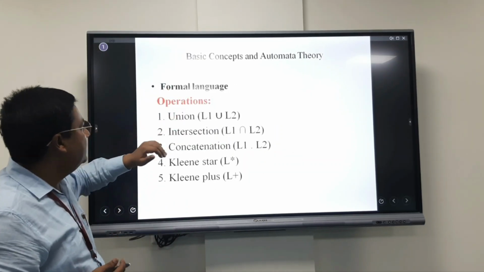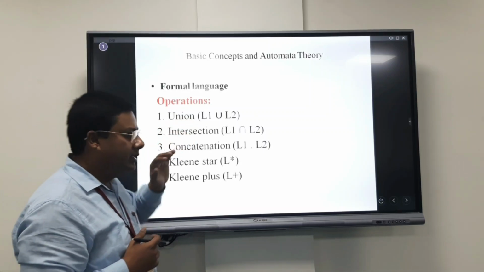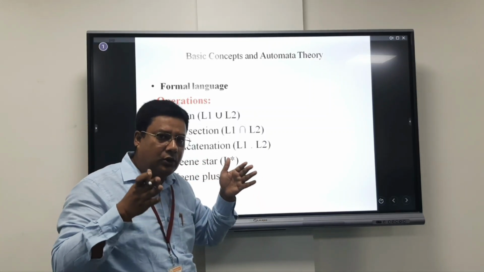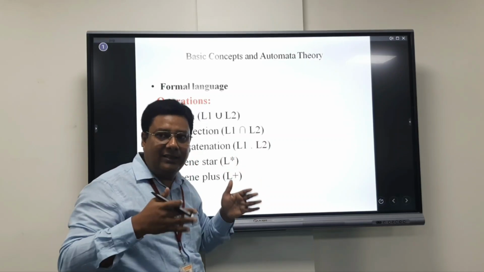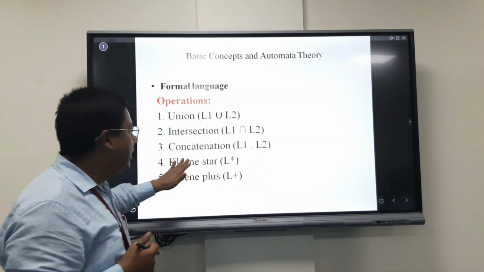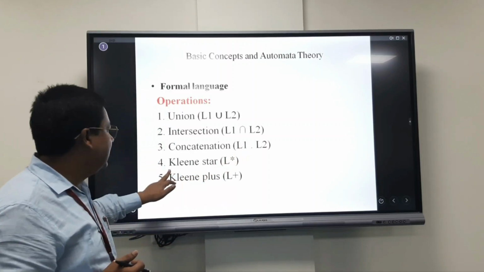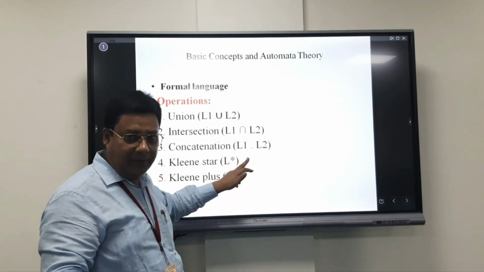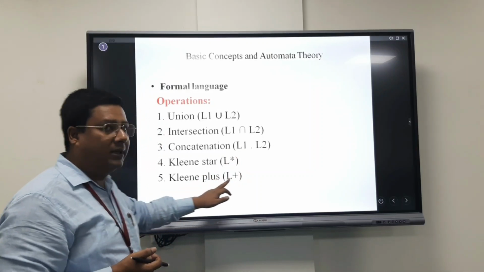These are the formal language operations. What operations are we using here? The first is union, between the two languages L1 and L2. Then concatenation, a dot operation, L1 dot L2. Then Kleene star, which we studied two minutes back, L star, and Kleene plus, L plus.